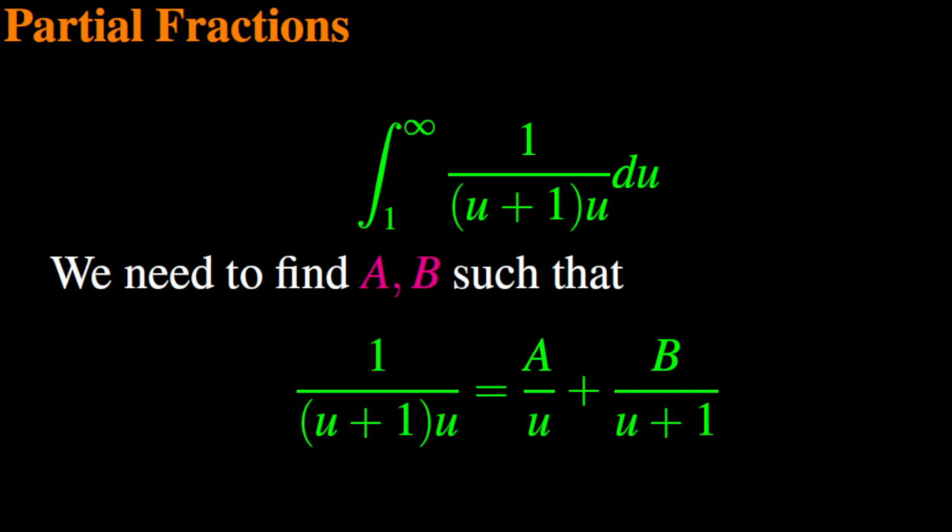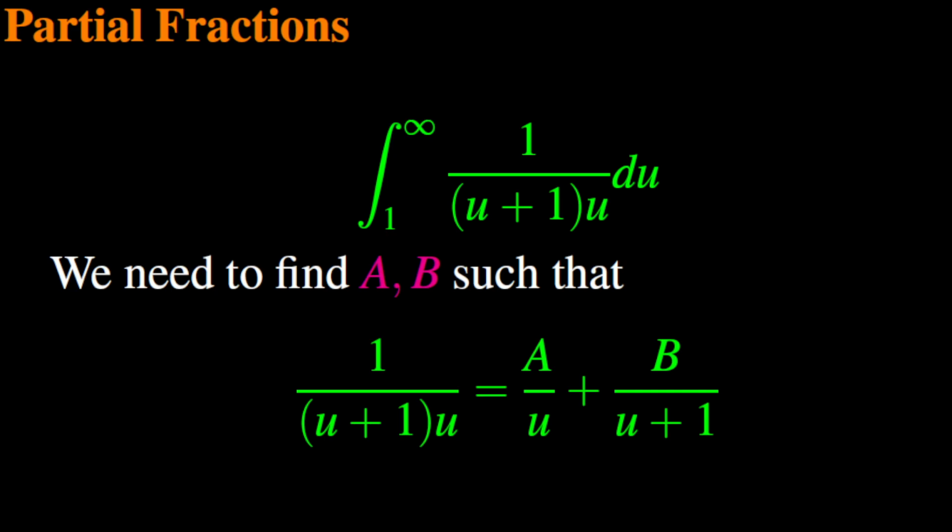In order to find the antiderivative of the function 1 over u times u plus 1, we need to use partial fractions. As you can see, this function is a rational function. Its numerator is the constant 1, and its denominator is the product of two irreducible polynomials, u and u plus 1. Therefore, we need to decompose this function into a sum of partial fractions. From the partial fraction theory, we know that the rational function 1 over u times u plus 1 can be expressed as a over u plus b over u plus 1.